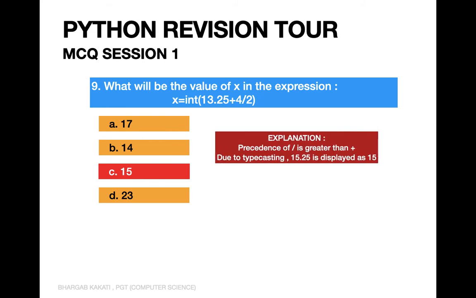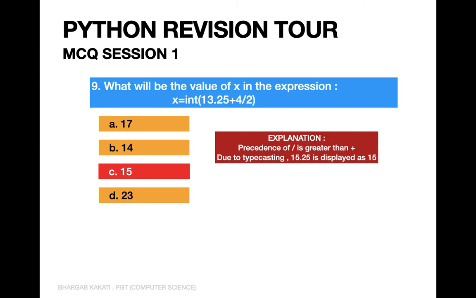The explanation says that the precedence of the division symbol is greater than plus. And due to typecasting, 15.25 is the original answer, but since it has been enclosed within the int function, 15.25 is displayed as 15. I hope that this is clear. You can of course type it in the interactive mode and verify it for yourself.